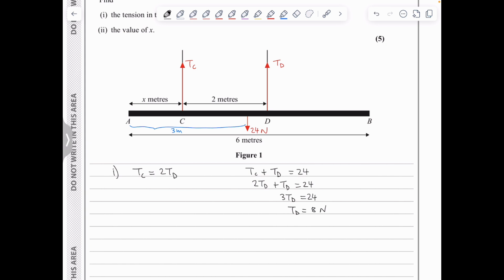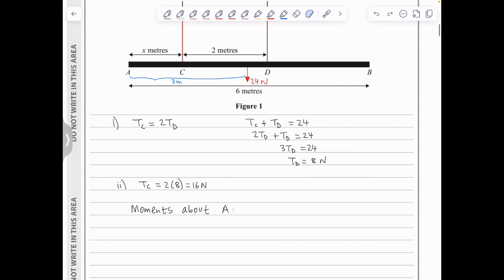To proceed and find the value of x, I will first start by finding the tension at C. So we know for sure that the tension at C is twice the tension at D, so it's 2 times 8, which is 16 newtons. And therefore I can proceed by taking moments about A.